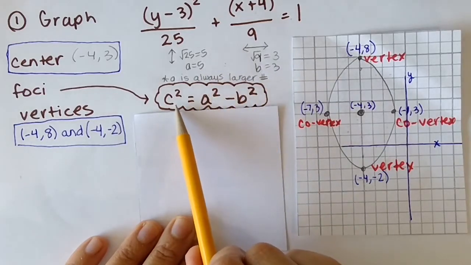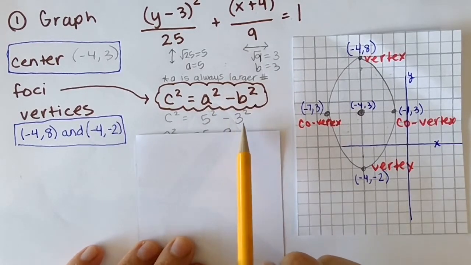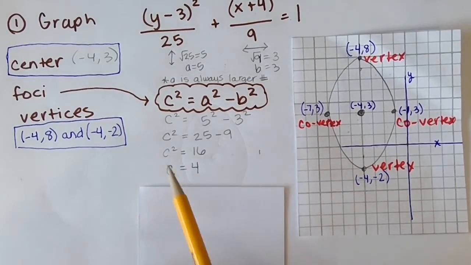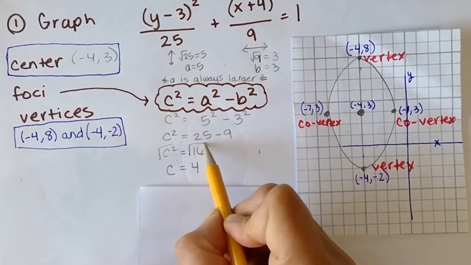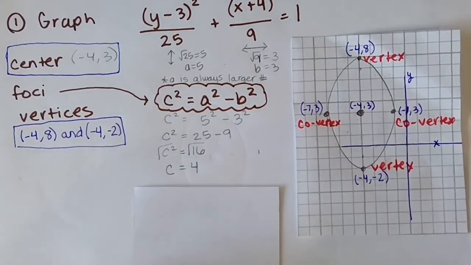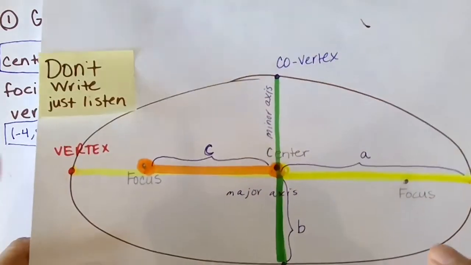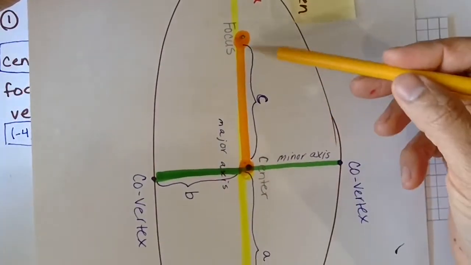And then we're going to have to calculate our C value. So plugging this in, 5 squared minus 3 squared, 25 minus 9, square root both sides. So your C value is 4. Do you guys remember where the C value goes? Well, the C value is the distance from your center to your focus point, okay? So that distance is C.